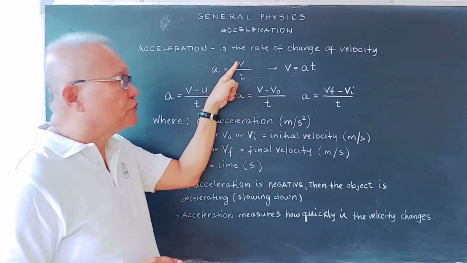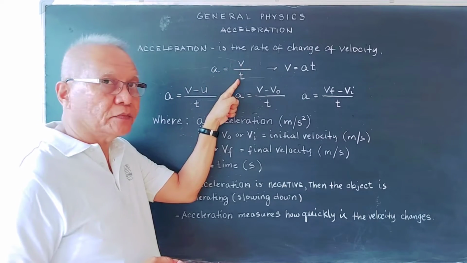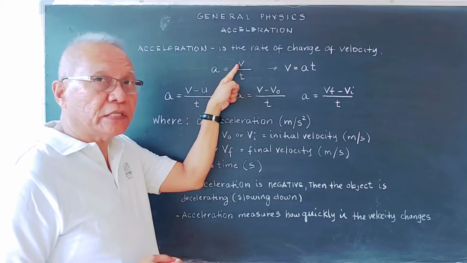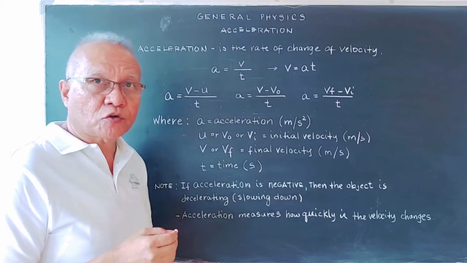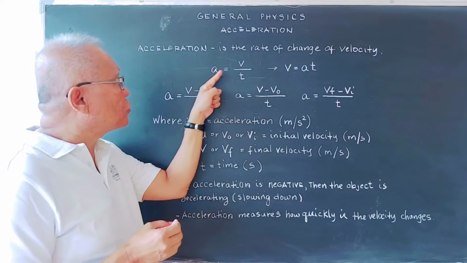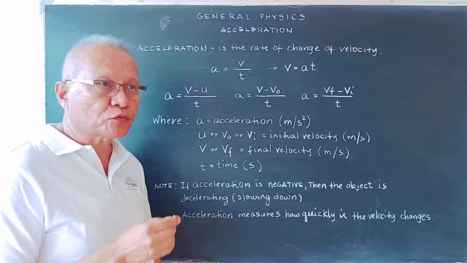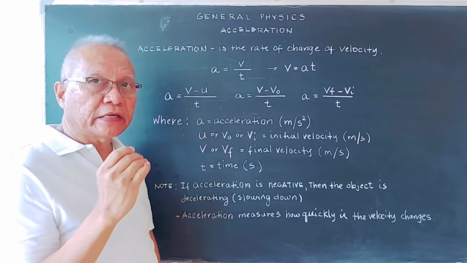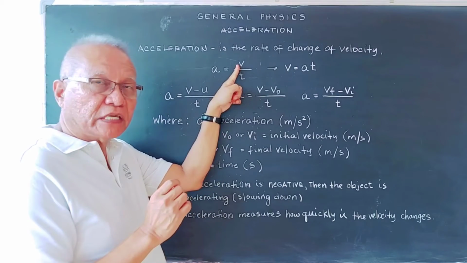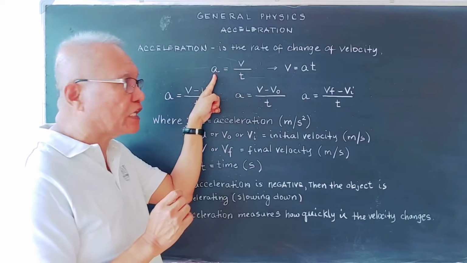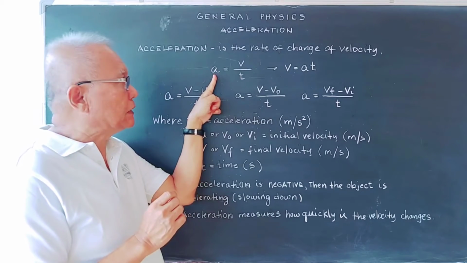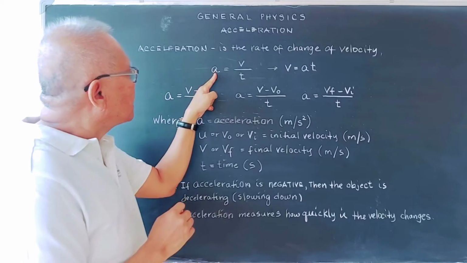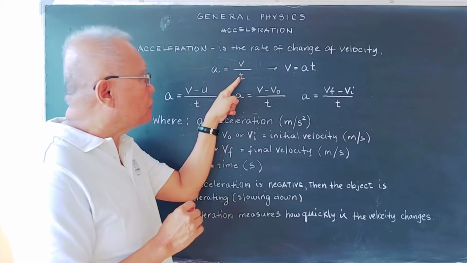Acceleration is equal to change in velocity over time. It is not speed anymore because speed doesn't have the direction, while in acceleration, we need the direction. That's why we have positive and negative. We have the velocity and not the speed. So acceleration is a vector quantity.